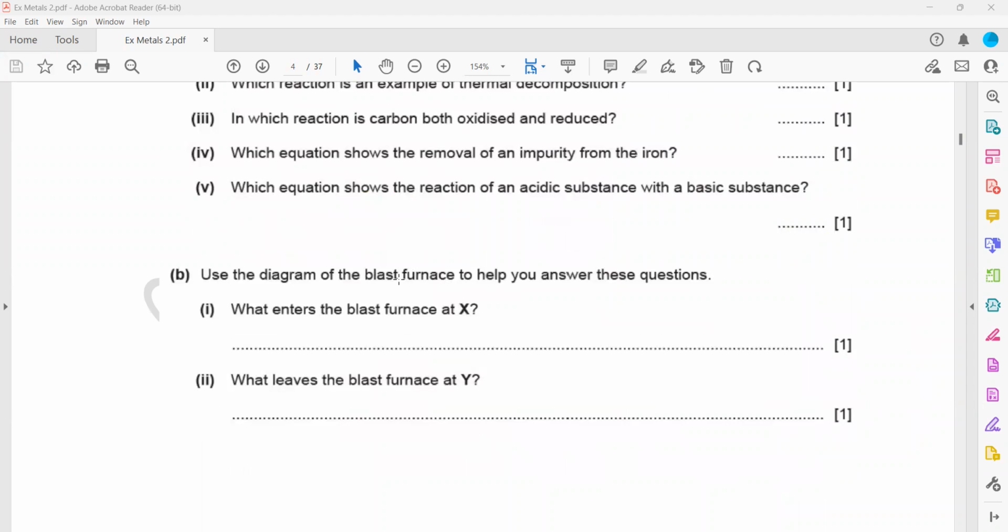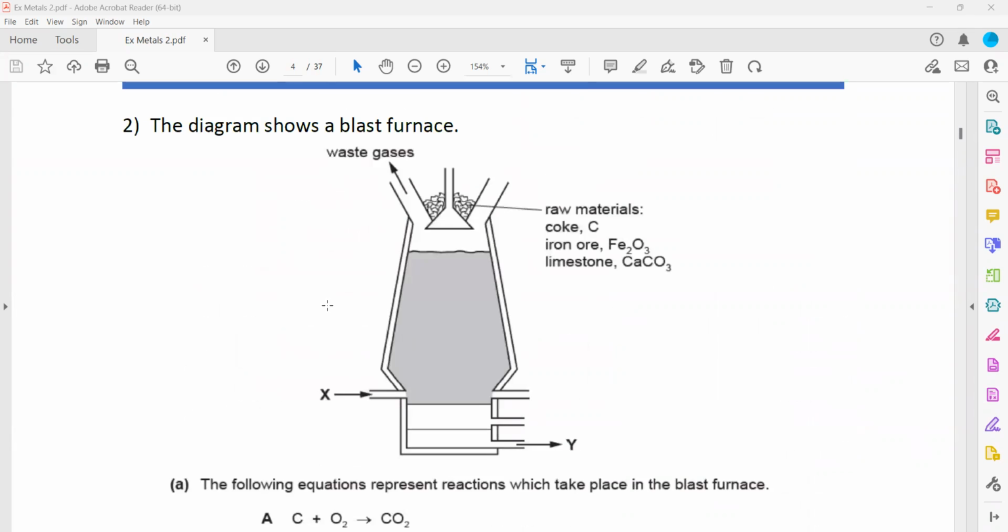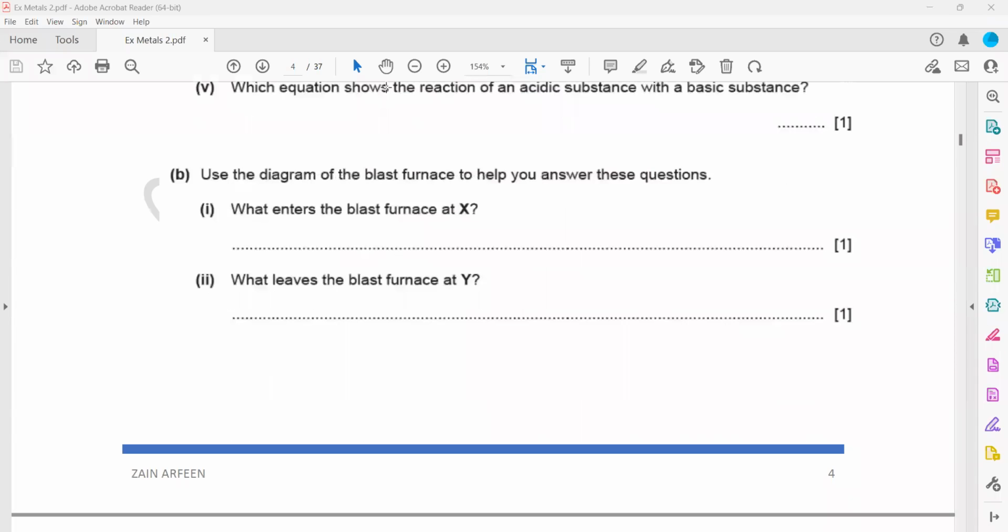Use the diagram of the blast furnace to help you answer these questions. What enters the blast furnace at X? Hot air. And what is leaving at Y? Molten iron. If there was another arrow, Z, then what should be your answer? Molten slag. But Z is not given, so we don't have to write it. So at X it's hot air, and at Y it is molten iron.